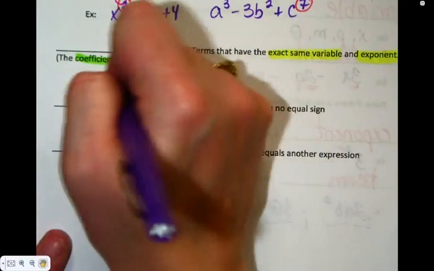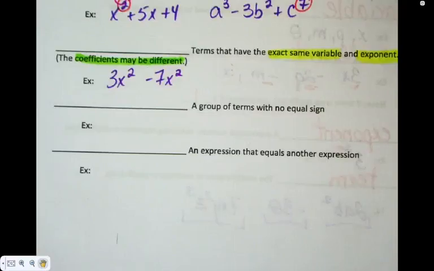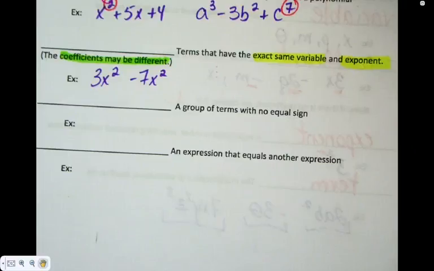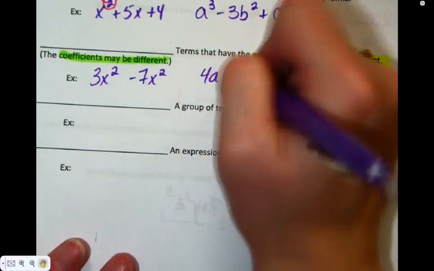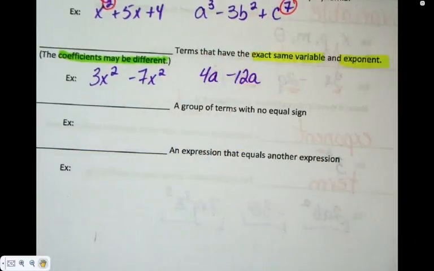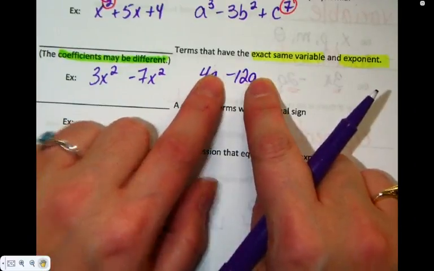So an example of this could be 3x squared and negative 7x squared. Do those have the same variable? Do they have the same exponent? Don't care about the coefficient. Another example could be 4a and negative 12a. Do they have the same variable? Do they have the same exponent? Well, do they even have an exponent? Well, sure, we don't see it, but what's the exponent when we don't see it? It's 1, just like the coefficient.